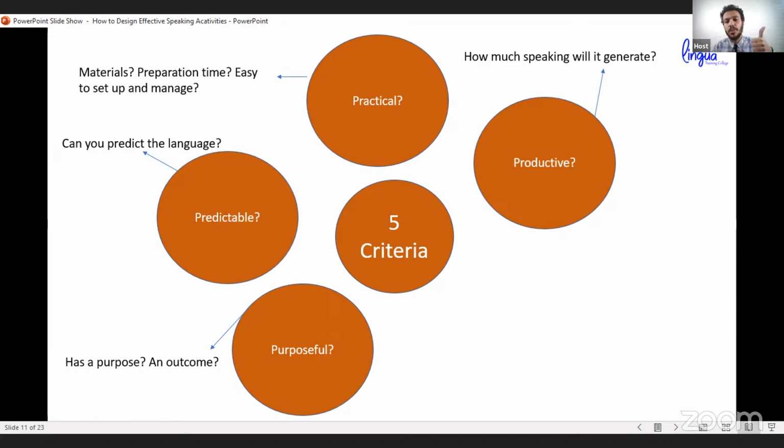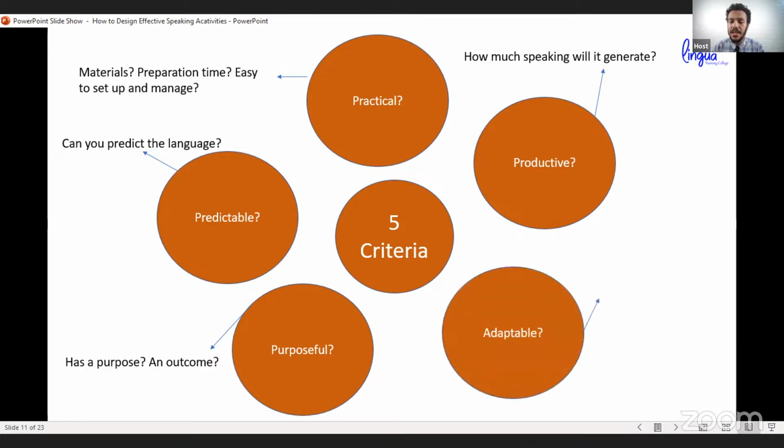So far: productive, predictable, practical, and purposeful. The last one starts with an A, which is adaptable. And to have an adaptable speaking activity will make it easier for you as a teacher. To make sure it's adaptable, you need to ask yourself: can you use it for a higher and lower level? It's the same activity, you only change the target language, the vocabulary, the grammar, but it's the same instruction of the game or the activity. So it's adaptable.